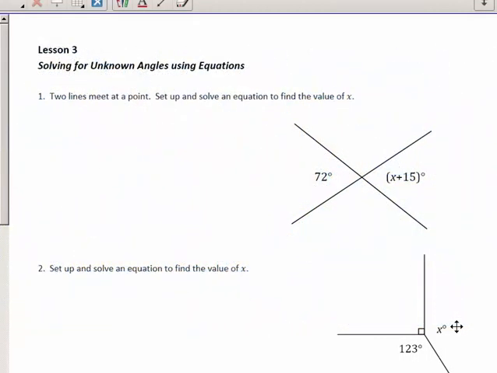Okay, ladies and gentlemen, so today we just keep doing more and more of the same thing, and it's about being able to recognize the relationship and to figure out, well, what's going on. So, number one, we have two lines meet at a point, set up and solve an equation to find the value of x. So when we see that they're across from each other like this, that means that they're vertical. And then we have to remember that vertical angles are congruent.